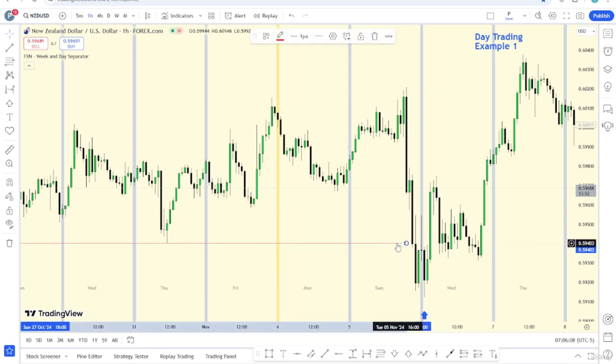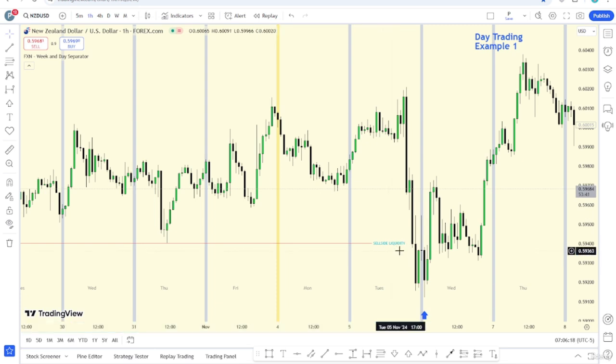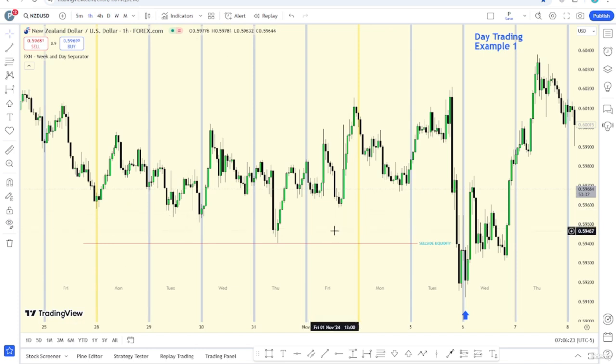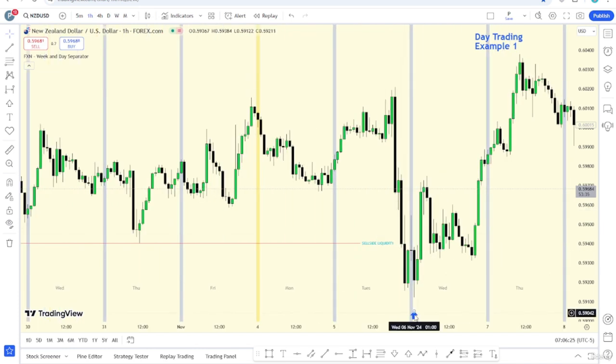This is sell side liquidity that was taken out from the previous week. So this is previous week liquidity taken out. Once the market took out this sell side liquidity right here, on Tuesday, then on Wednesday, we got a confirmation of an order block, which was now used to drive the market higher.